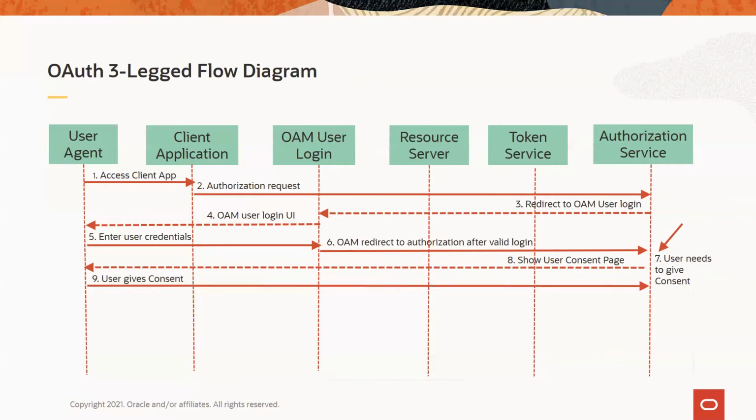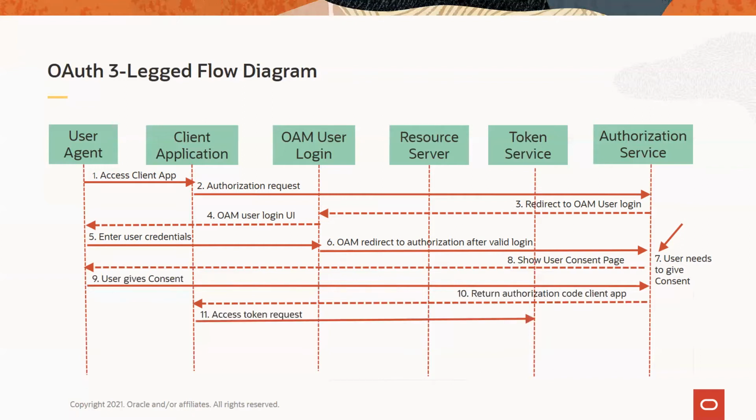And once the user gives the consent, an authorization code is returned to the client application. The authorization code received by the client application is presented to the token service to obtain a token. Once the token service verifies the client and the user consent, it returns the access token after validating the client and the user consent and client credentials.